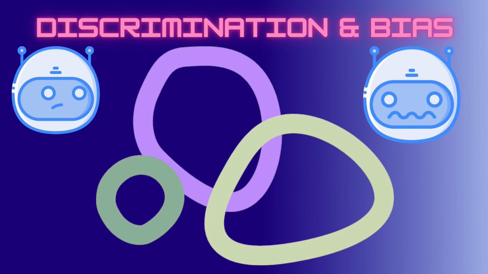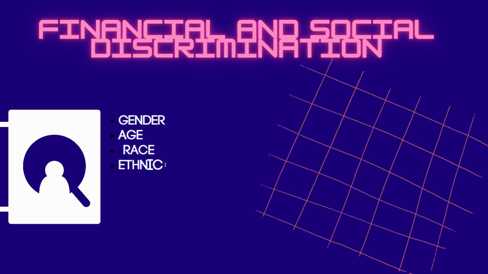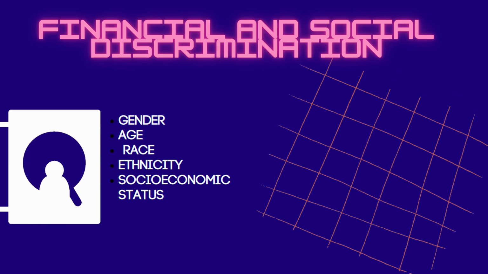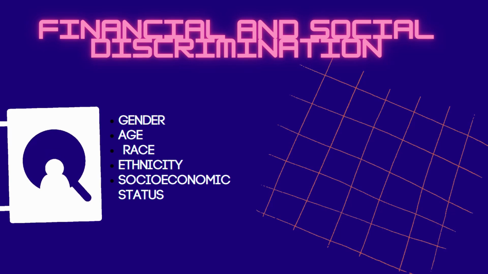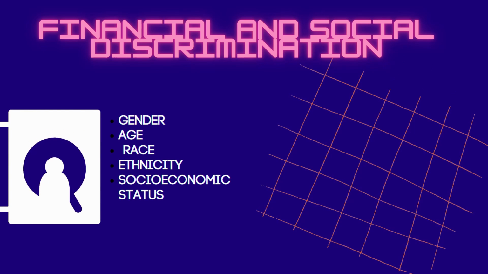There are various ways that scraped data can contribute to discrimination and bias. Inferences can be drawn on a pre-existing bias. Decisions based on scraped data lead to financial and social discrimination. Businesses may limit their consumer choice to a certain group based on past behavior. Companies can adjust their prices based on gender, age, race, ethnicity, and socioeconomic status.